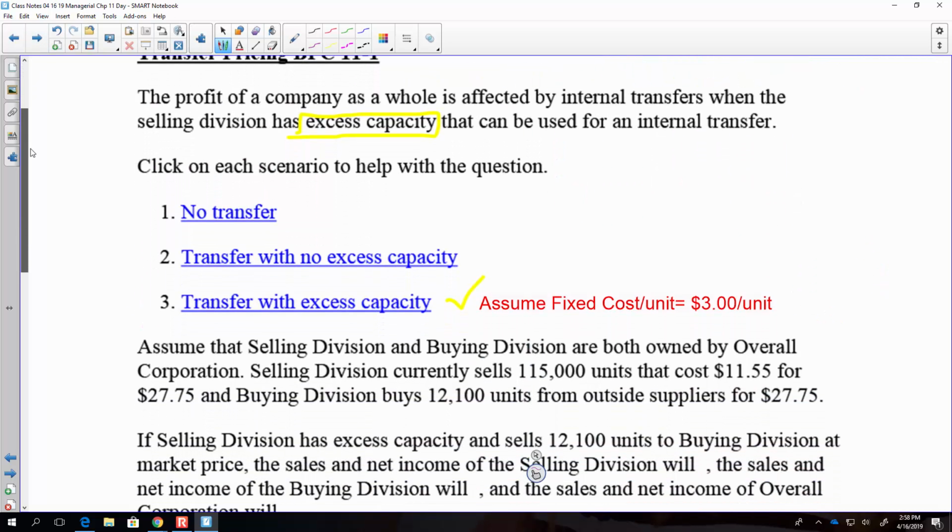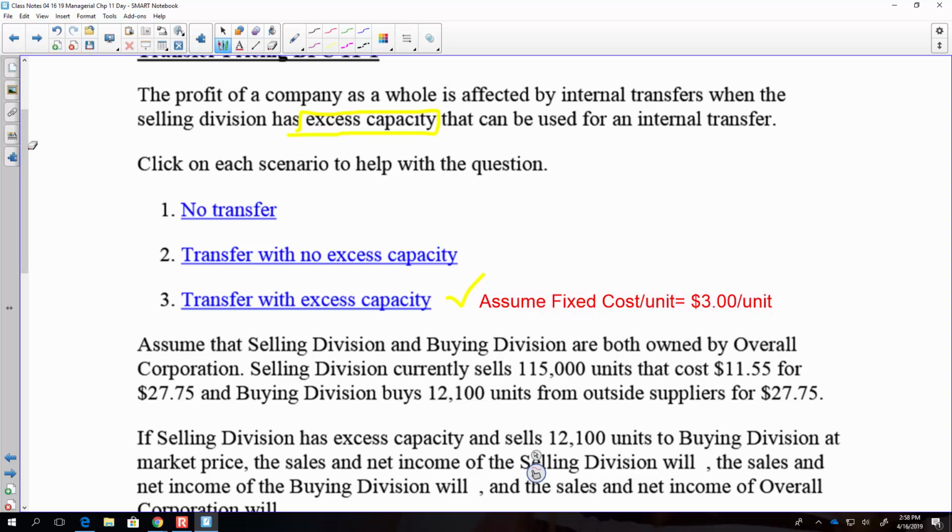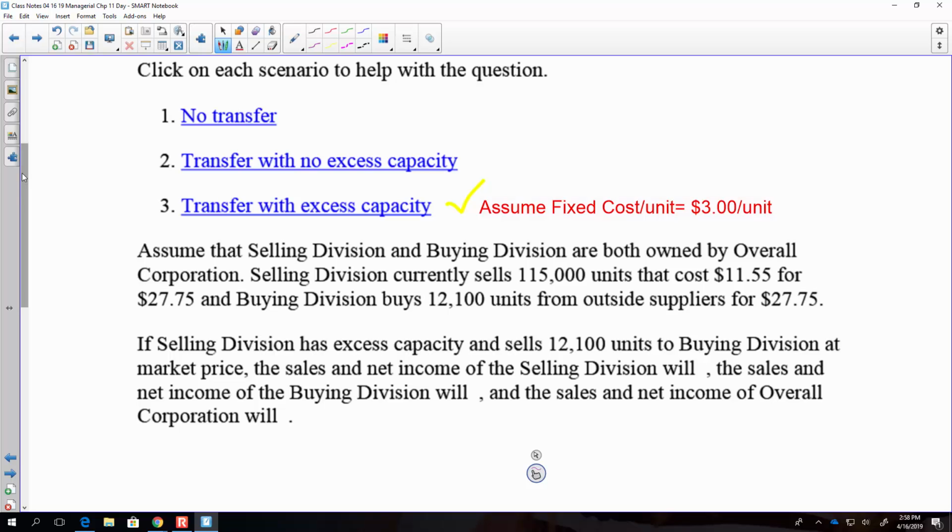All right, last item for today is transfer pricing. I'm going to make an assumption here. Here it is. Guys, do you have this on your notes? I don't know if you guys have that. So please add that to your information here. Selling and buying division are owned by Overall Corporation. Selling has 115,000 units that cost $11.55. So of this cost of $11.55, $3 of that cost per unit is fixed.